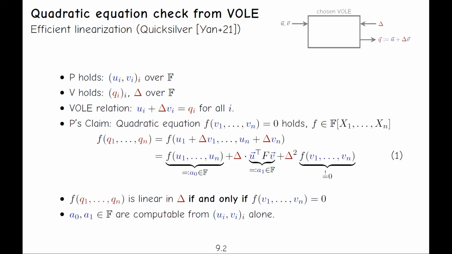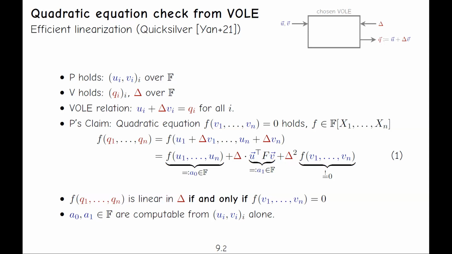So we have this f of q_1 to q_n. This equals this thing, and now we can expand this to actually a quadratic relation in delta. So we see that the first term is just f evaluated at u_1 to u_n. The second term is some other garbage term, which only depends on u and v, and this is our linear coefficient. And finally, as the quadratic coefficient appears f of v_1 to v_n, and this should be 0.